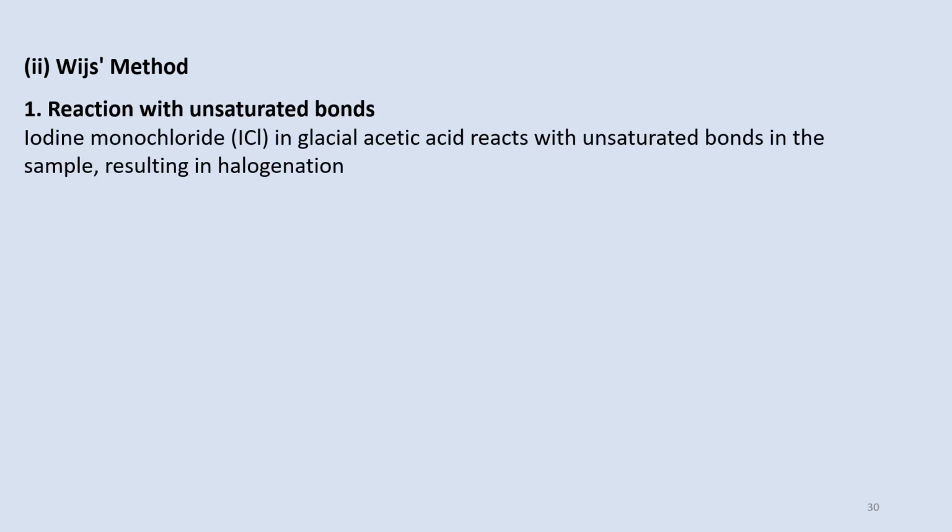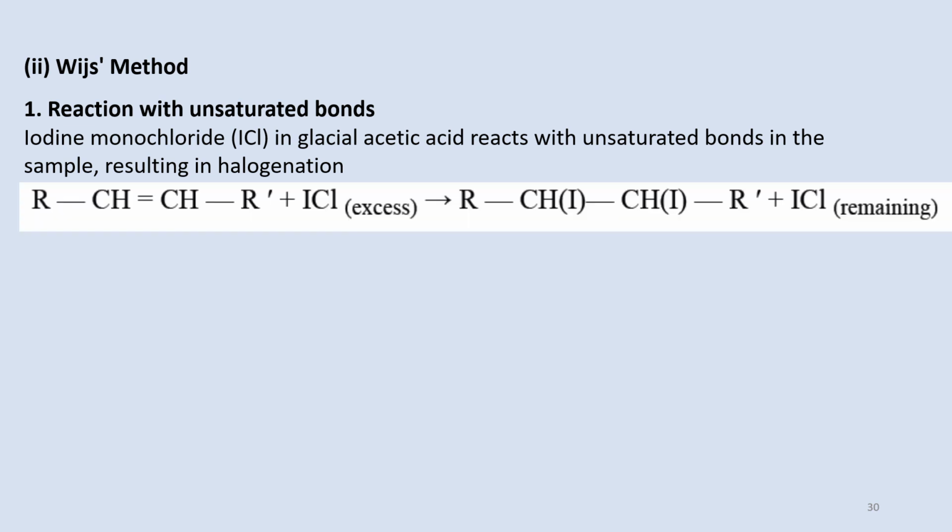Wijs method, the second iodine method, there are two methods. This is also the same, with a slight reagent preparation difference. In the reaction with unsaturated bond present in the sample, iodine monochloride ICl in glacial acetic acid reacts with the unsaturated bond in the sample, resulting in halogenation. So same reaction which we showed in the last slide.